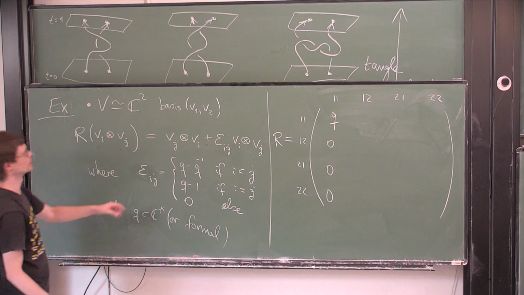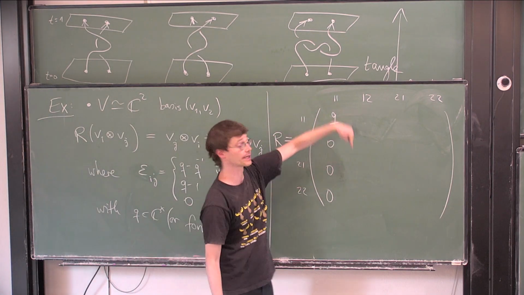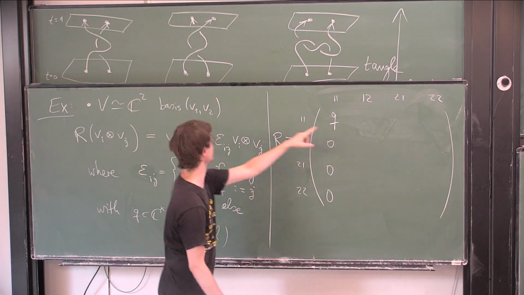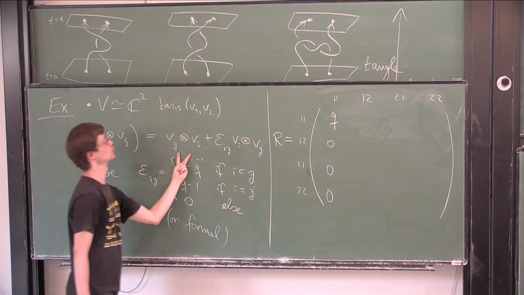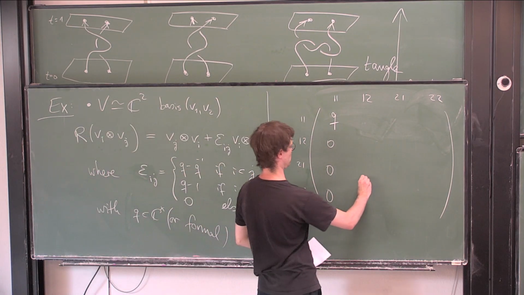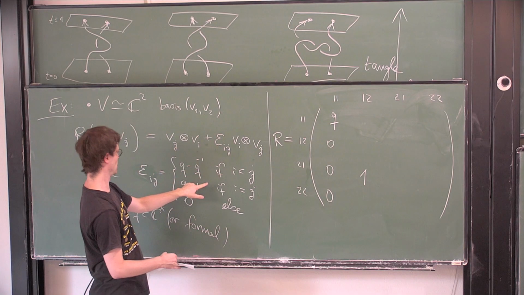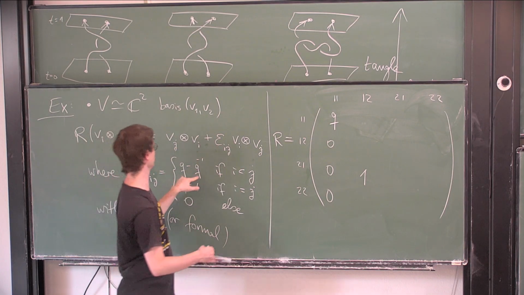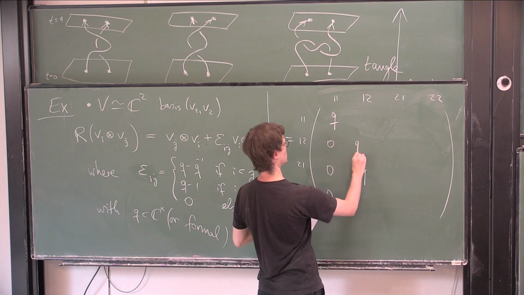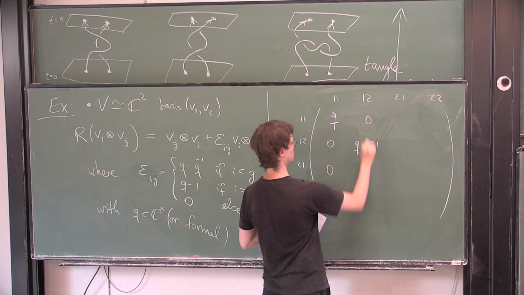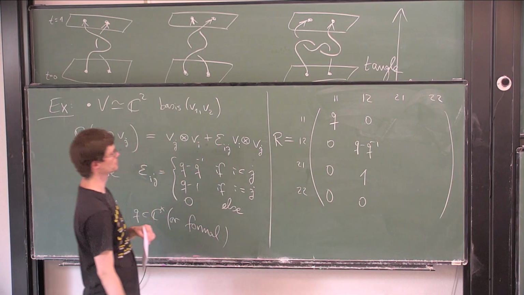Where does 1,2 go, right? I mean, the matrix is column by column the image of these points. So 1,2 goes to 2,1, plus something 1,2. i is smaller than j, so it's q minus q inverse. Nothing else.